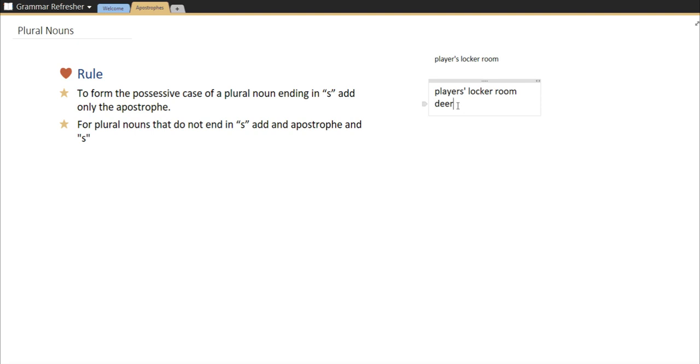Now let's look at deer. Words like deer or children or men. Those are all plural words that do not end in S. So to make those plural words possessive, you have to add an apostrophe and an S.